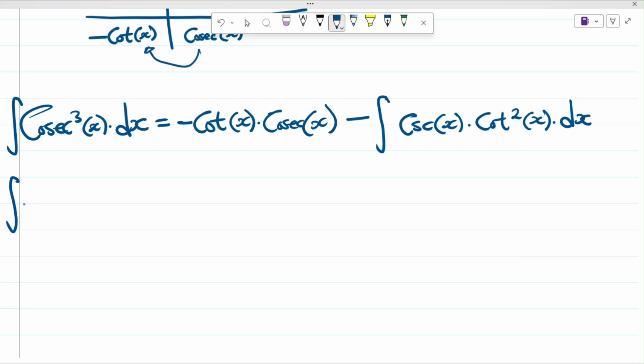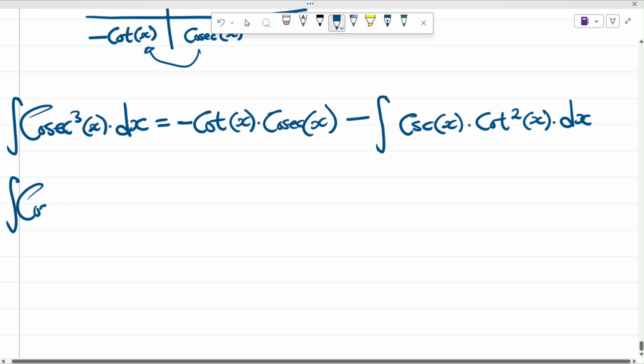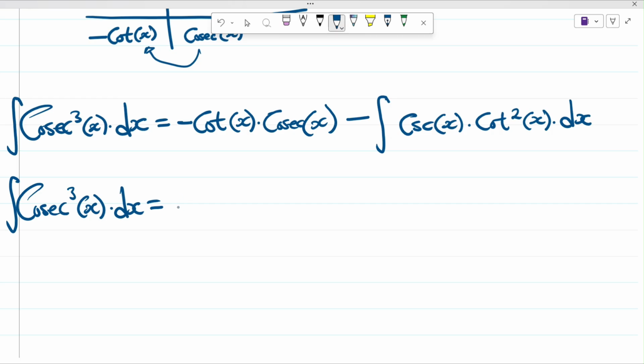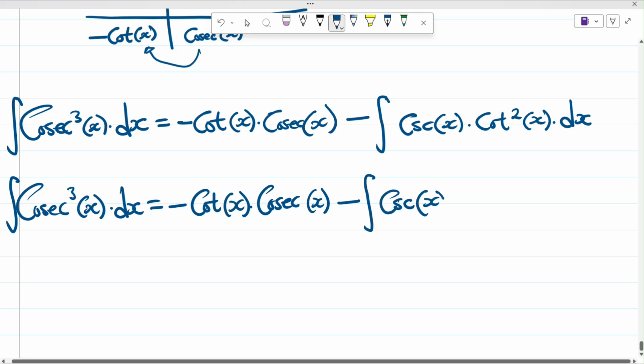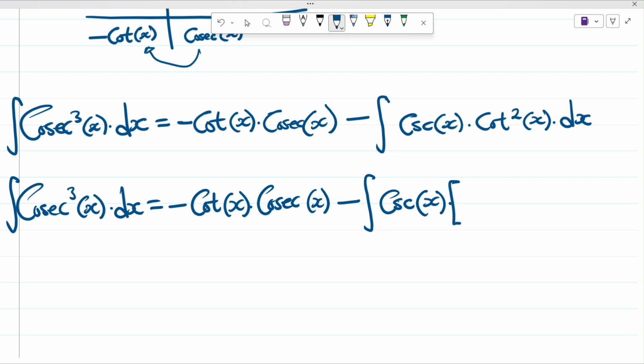So I'm going to use the square identities to change that one. So let me just recopy everything here. So this is going to be cosec cube of x dx, which is equivalent to negative cot of x cosec of x minus what? Minus the integral of cosec of x multiplied by, so I'm changing cot squared there to cosec squared of x minus 1. I used the square identities.